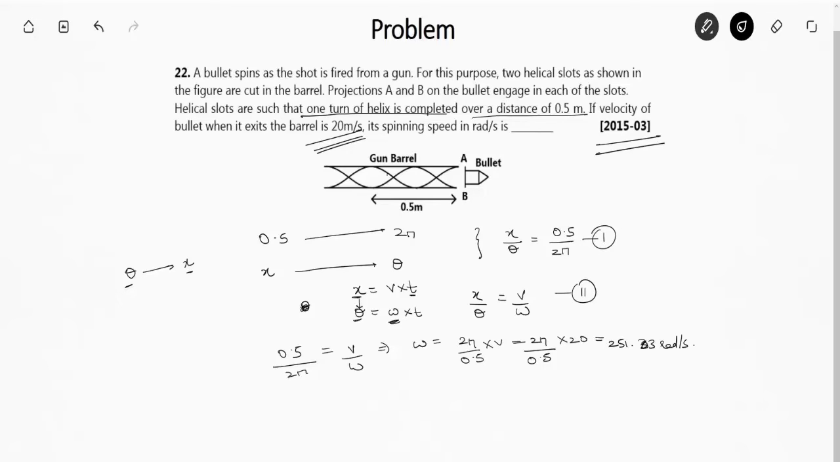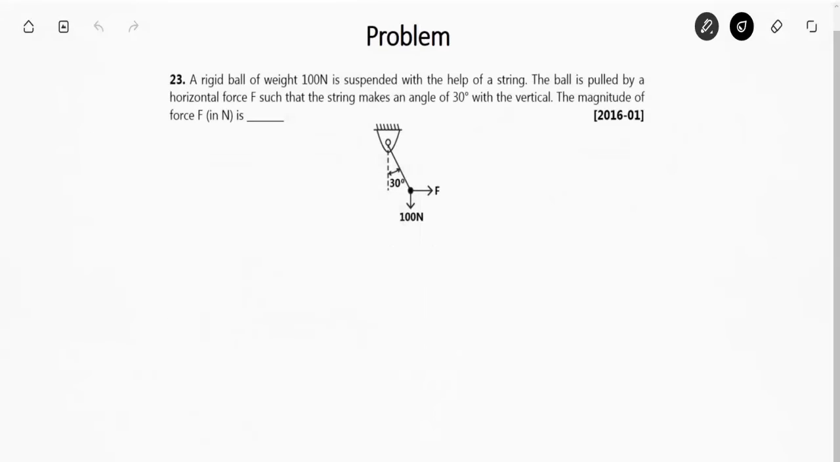Now moving to the next question. So friends, what is the question saying? The question is saying a rigid ball of weight 100 Newton is suspended with the help of a string. So this is the string. The ball is pulled by a horizontal force F such that the string makes an angle 30 degree with the vertical. Find the magnitude of force in Newton.